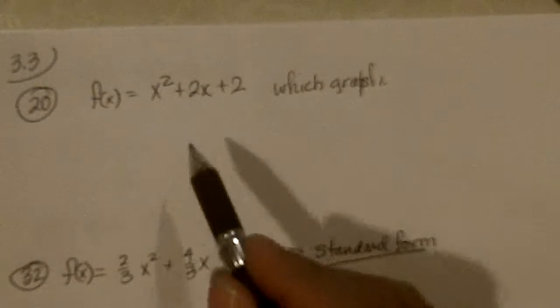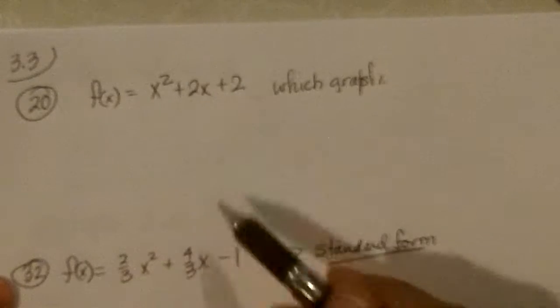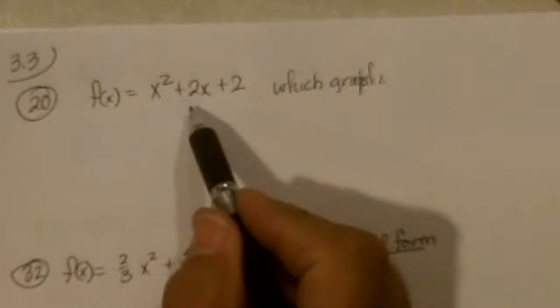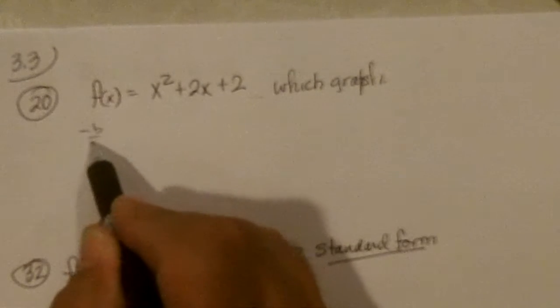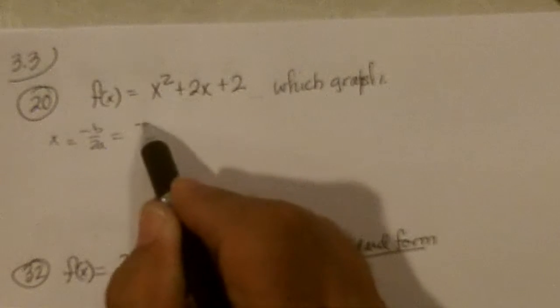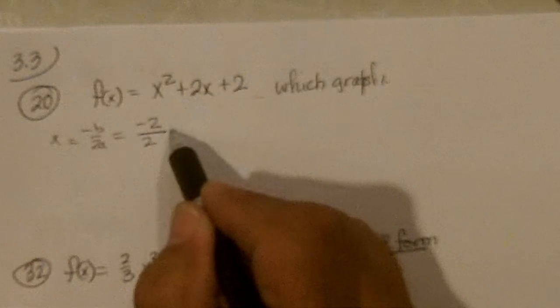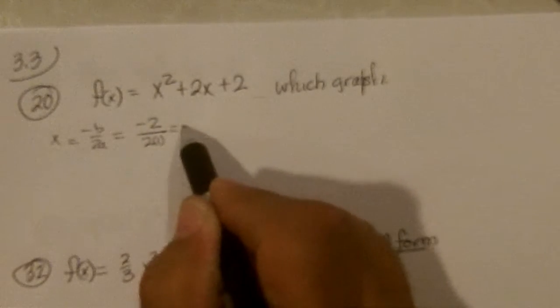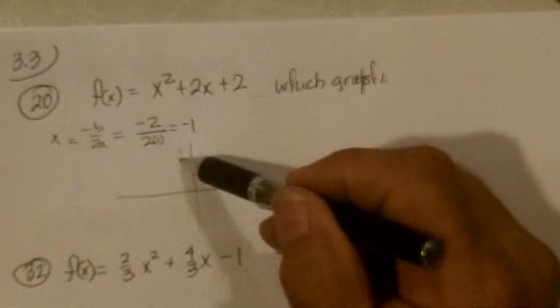3.3, number 20 says which graph matches this. So let's just find out some things about this. The line of symmetry is x equals minus b over 2a, which is the opposite of 2 over 2 times 1, which is negative 1. So the graph has to have an axis of symmetry at negative 1.